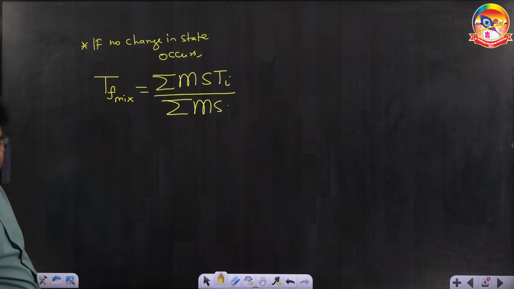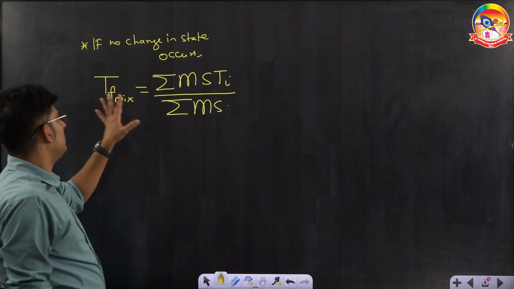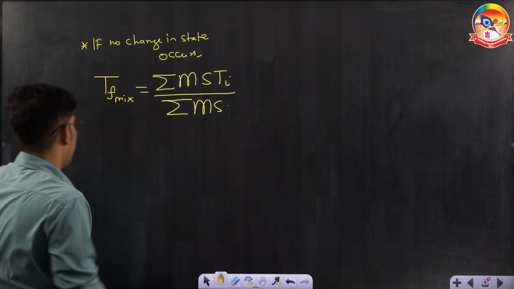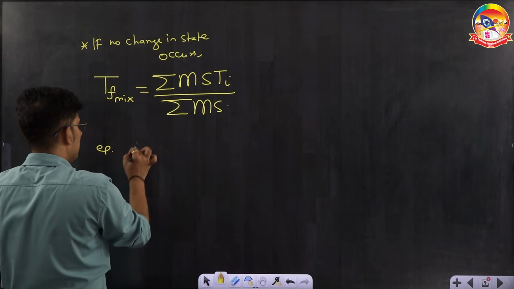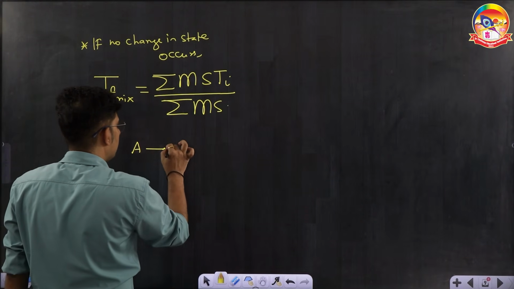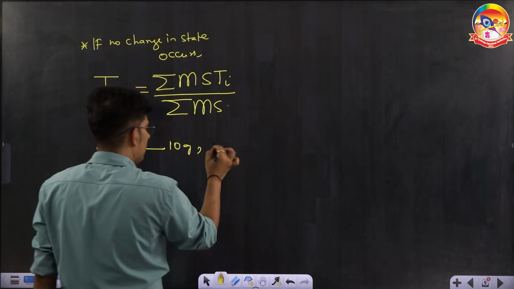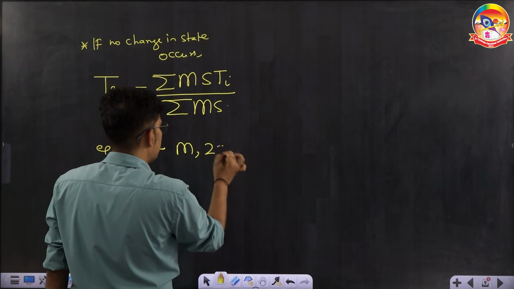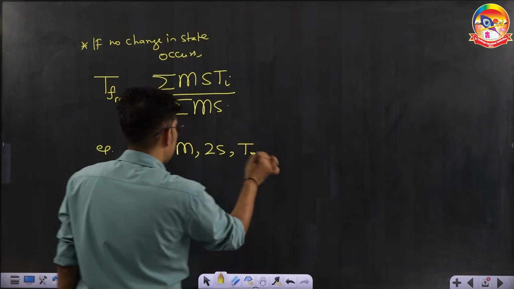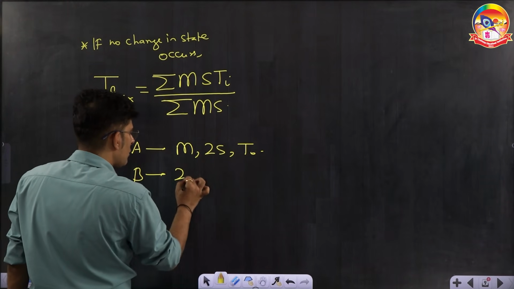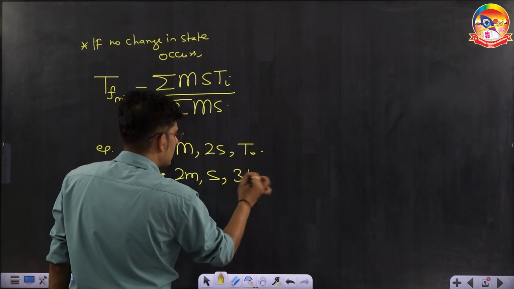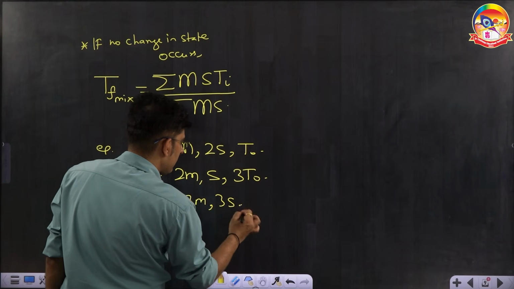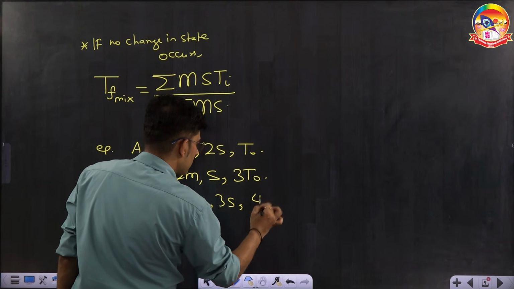Directly you can go for such problems where the final temperature of the mixture is equal to summation MST initial by summation MS. For example, if we have A: mass is M, specific heat is 2S, temperature is T naught. B: we have 2M mass, specific heat S, temperature is 3T naught. C: we have mass 3M, specific heat 3S and temperature 4T naught.